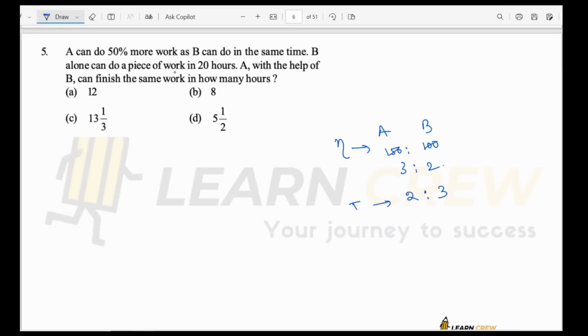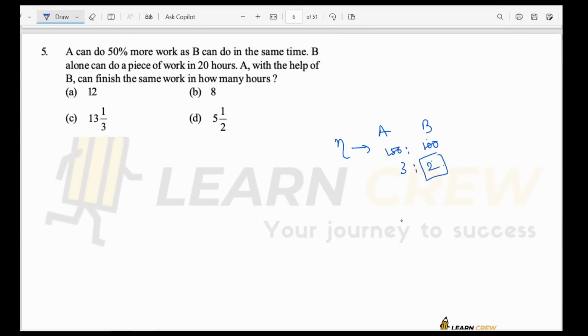And what is given? B alone can do the work in how much time? 20 hours. Yes or no? A can do 50% more work than B can do in the same time. So here B alone can do the piece of work in 20 hours. Now, what is the efficiency of A? 3 units. What is the efficiency of B? 2 units. B alone can do the work in 20 hours. B's capacity is 2 per hour.